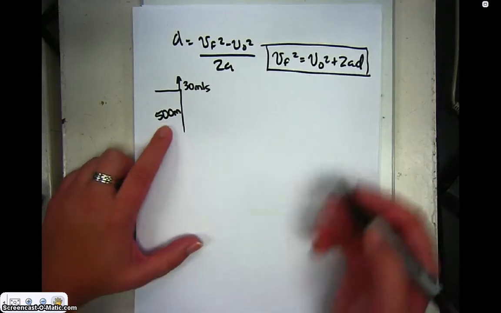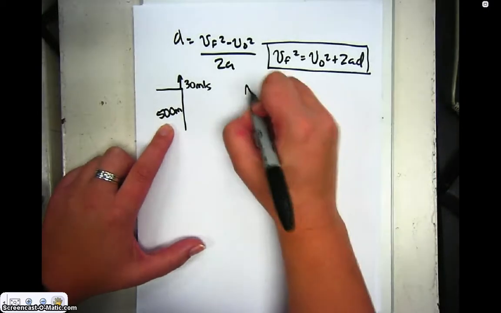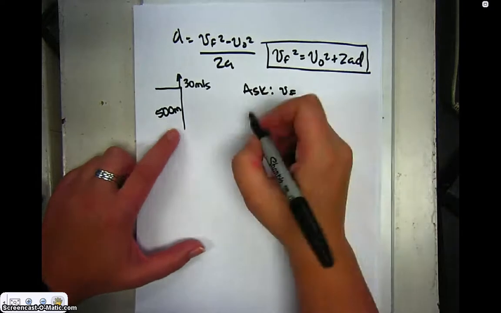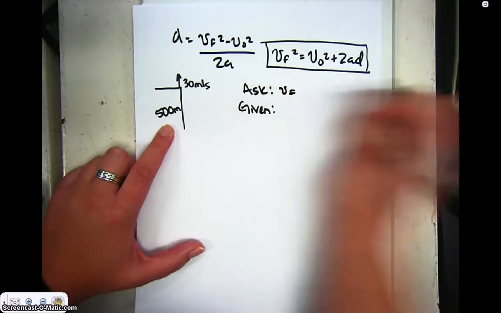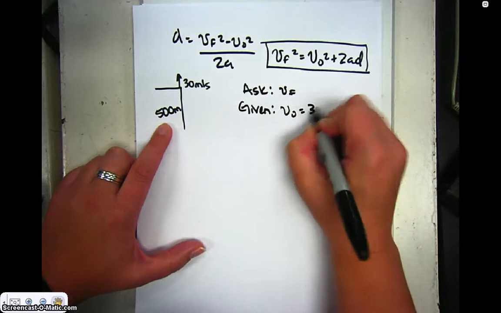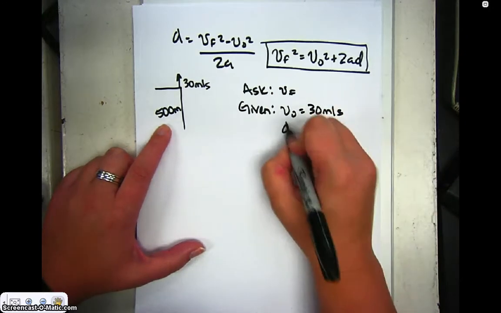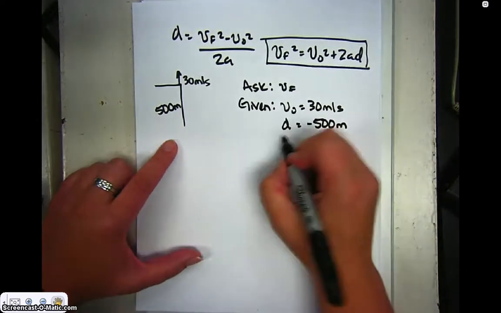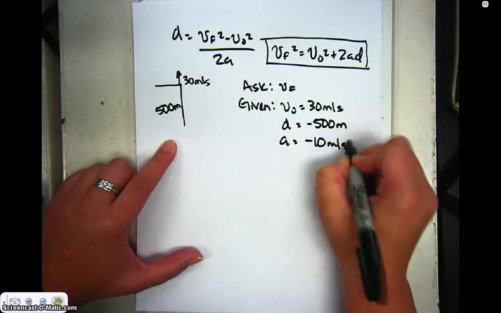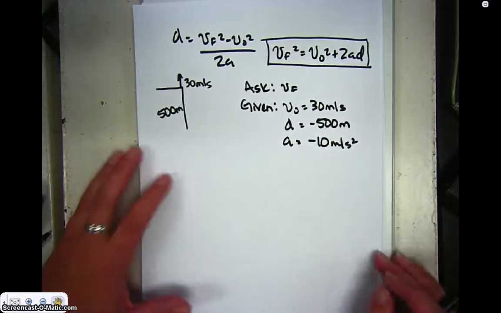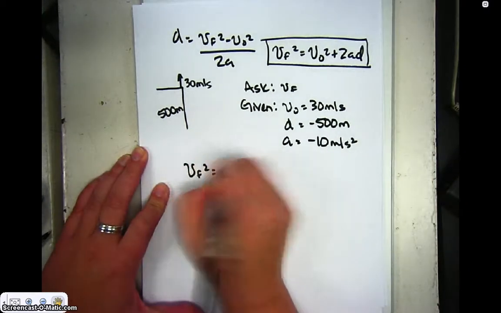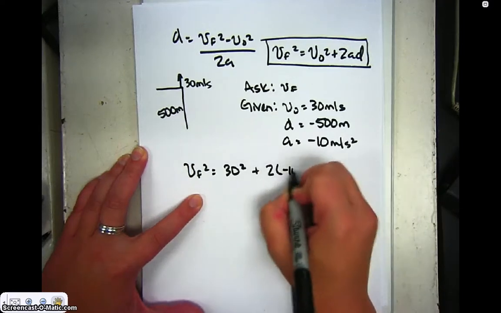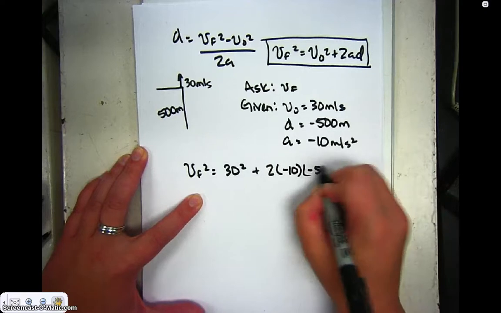Okay? So what am I asked? I'm asked V final. Okay, how fast is it going when it hits the ground? And I'm given things that I know: V initial is equal to 30 meters per second, my D is equal to negative 500 meters down, and my acceleration is negative 10 meters per second squared because it's gravity. Okay. Now I will just plug and chug. Vf squared equals 30 squared plus 2 times negative 10 times negative 500.